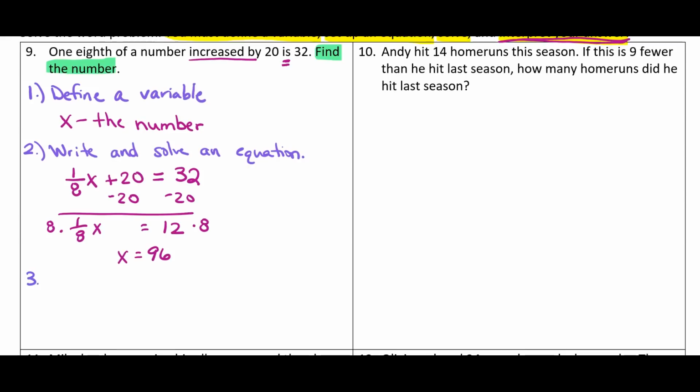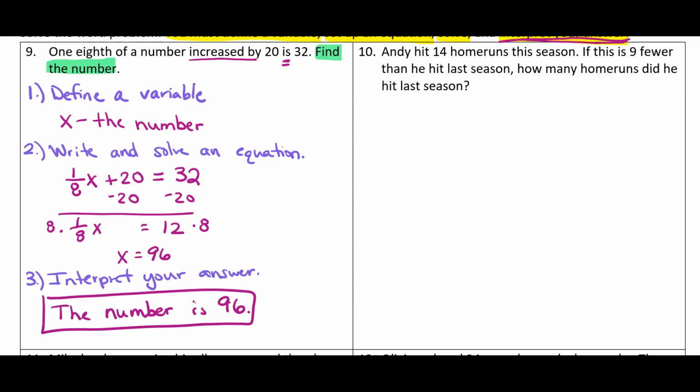So step 3 is interpret your answer. Our x was defined as the number, so that's what we're going to say. The number is 96. And that would be our final answer. Make sure you're starting with a capital letter and ending with a period. I'm not super picky about English. This is a math class after all, but there are some things like a capital first word and punctuation at the end, kind of important things.